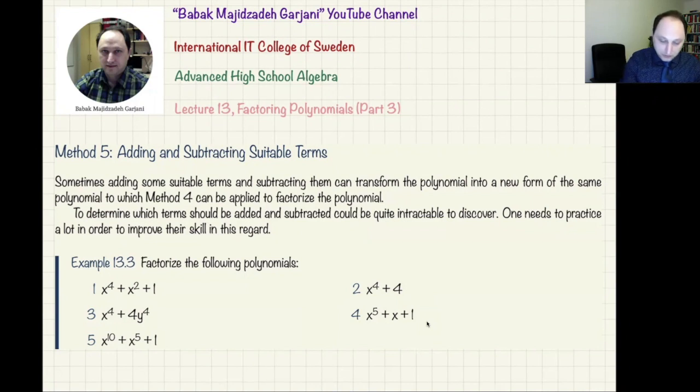Here, I have written 5 examples for you. These are classical examples in this regard. So I would say 1, 2, and 3 are fairly simple ones, and then 4 and 5 are a little bit harder. But of course, as I told you, these are classical examples in this regard, so I have brought them here for you so that you get familiar with these methods.